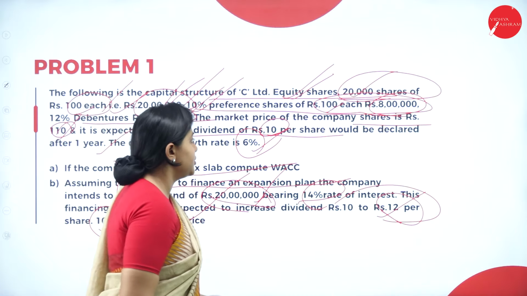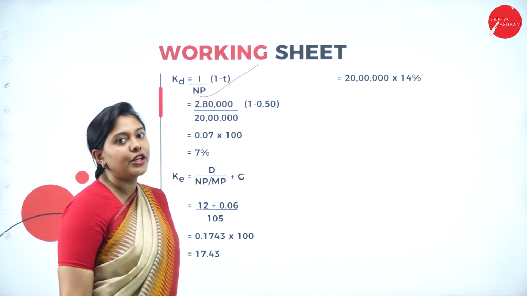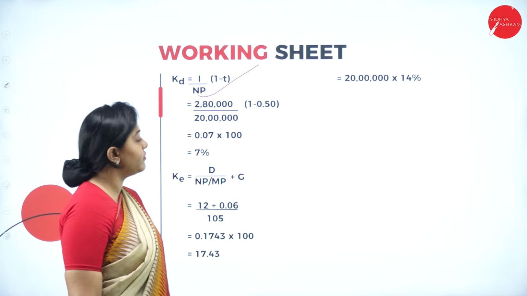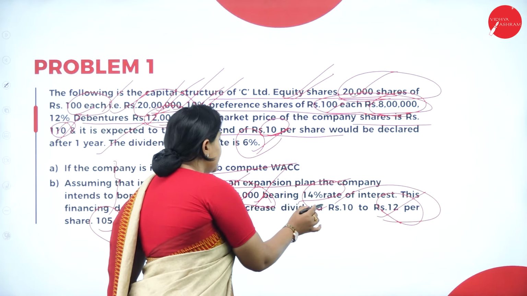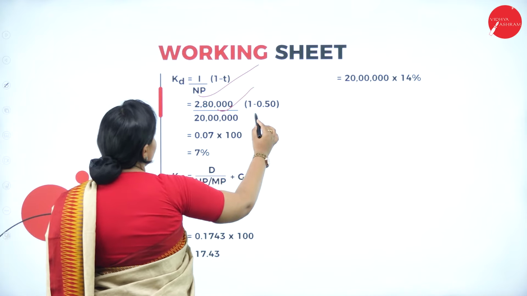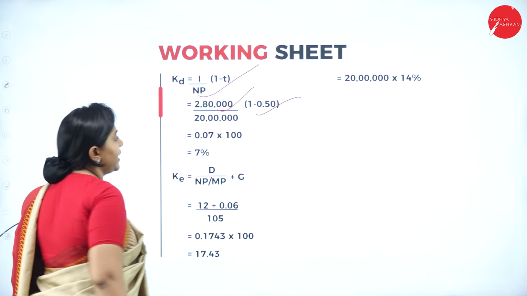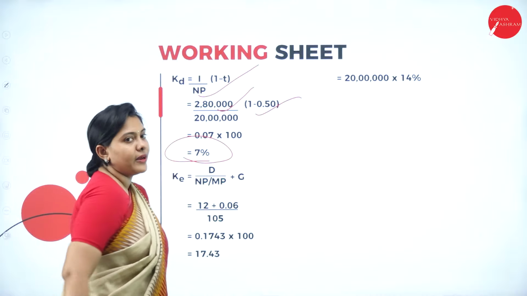the calculation of cost of debt and the calculation of your equity shares. Moving forward, calculation of cost of debt: interest into 1 minus tax rate divided by net proceeds. Interest 20 lakh into 14%, it is 2,80,000. 1 minus tax rate divided by net proceeds is 20 lakh. The answer you get is 7%.